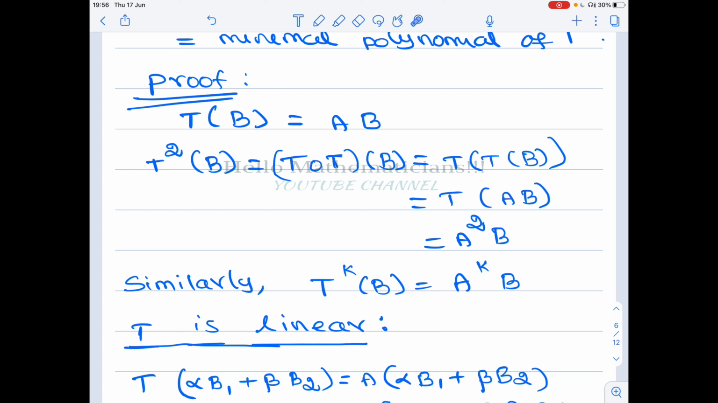Okay, let's see. So what do we have? We have T of B equal to AB by the definition of the linear transformation T. Okay, let's calculate T square of B. What is T square of B?